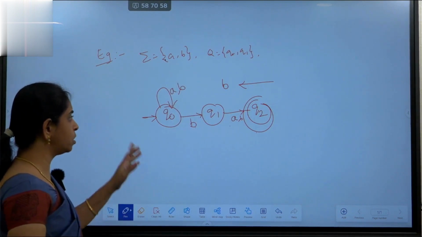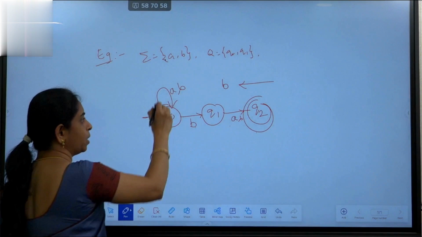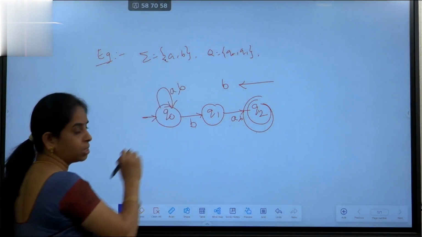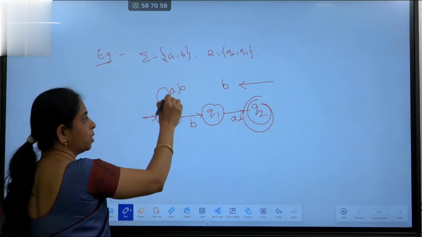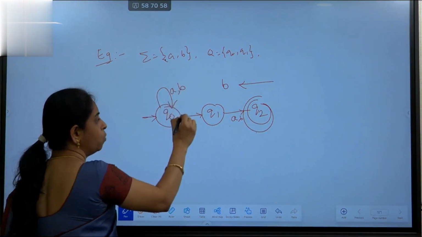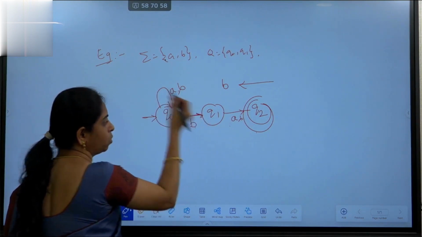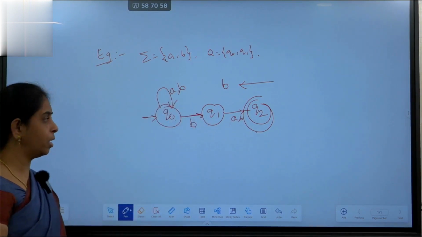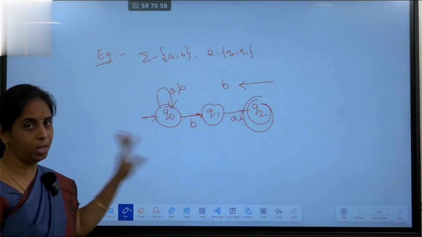Whereas we saw in the DFA that for the particular input alphabet b we have a single transition, when we observe the NFA, for the particular input alphabet b we have two transitions: from Q0 to Q0 as well as Q0 to Q1. Like that, we will draw the NFA. There are no restrictions on the transitions in the NFA.